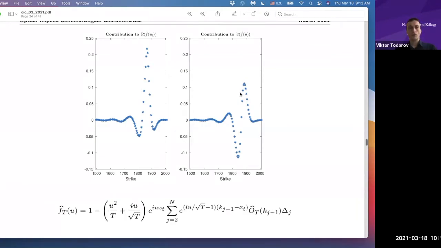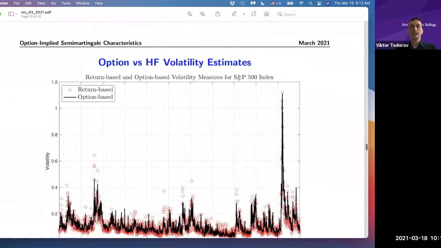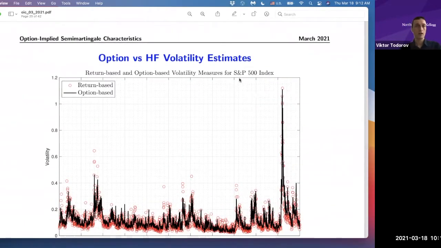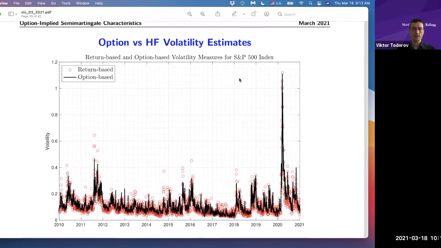Okay, now let me show you a little bit on the data. How does it behave on the data? So we calculated this on, again, the S&P 500. We have done it with individual stocks, and in fact, I have some empirical work on that. And so what I plot here is the following. The black line is this characteristic function based estimate of spot volatility, and the red circles are the estimates coming from returns. Now, how do you do this from returns?